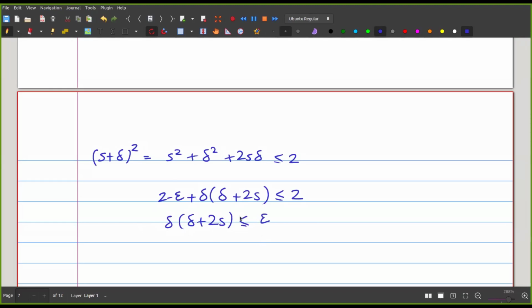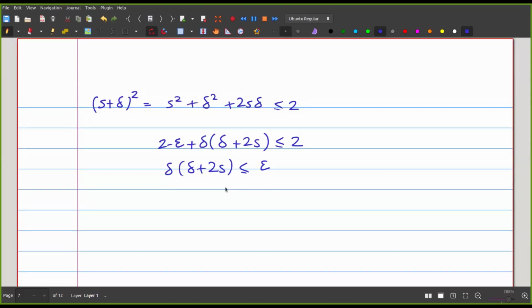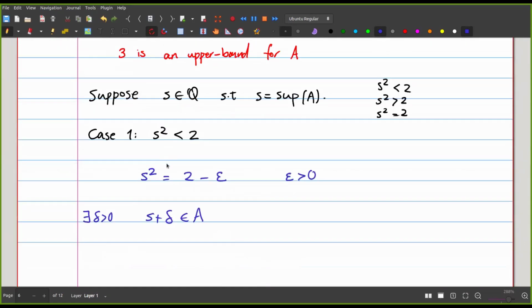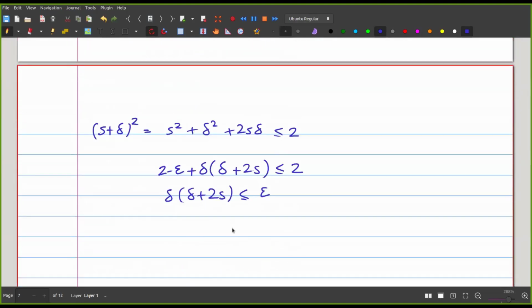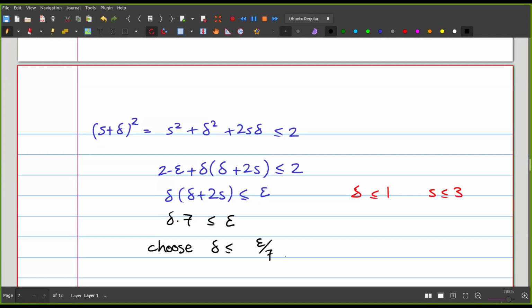Okay. So here's the thing. I know that this S is at most 3 because remember 3 was an upper bound on A. And I can also choose my delta to be at most 1. So let's say I add the extra condition that delta is at most 1, and I already know that S is at most 3. So this part, delta plus 2S, is going to be at most 7. So it's enough if I just have delta times 7 less than or equal to epsilon. So I just choose a delta that is less than or equal to epsilon over 7, right?